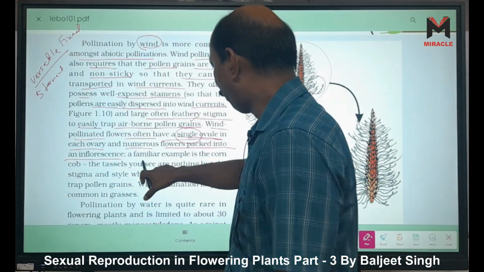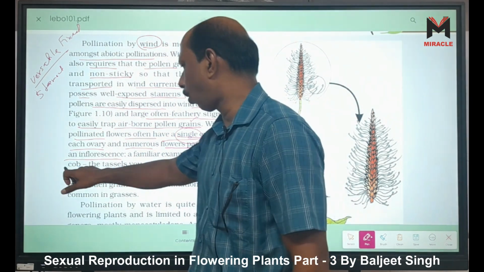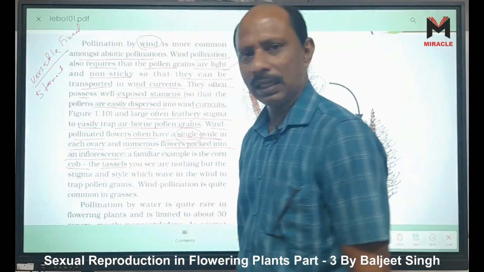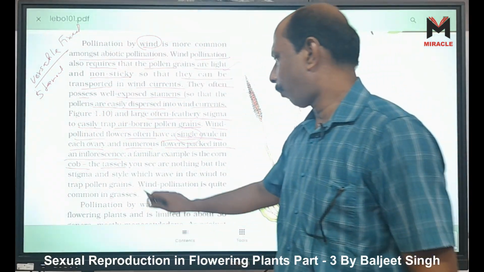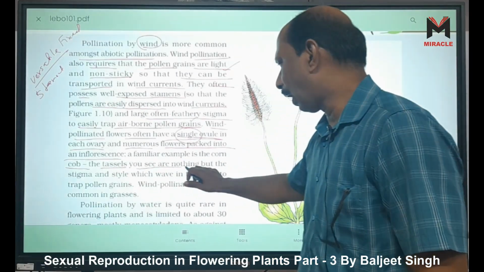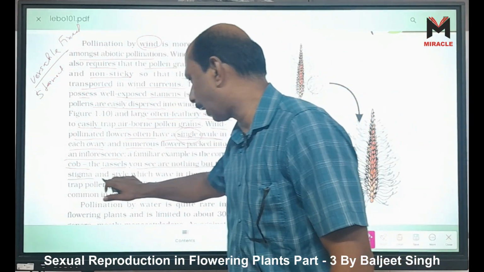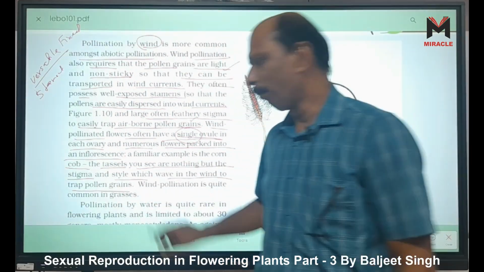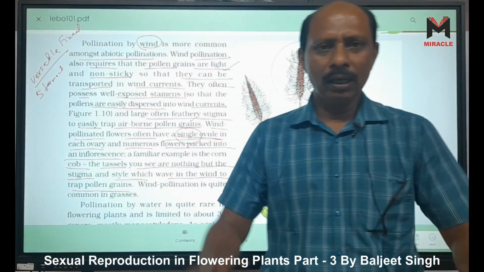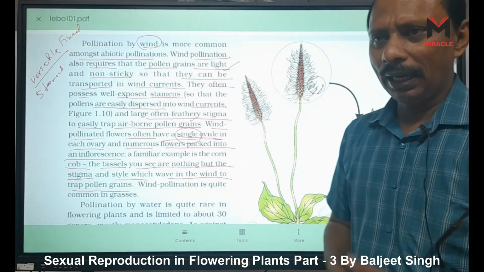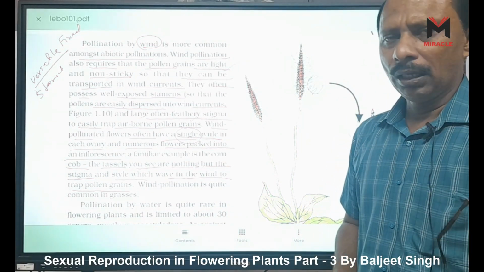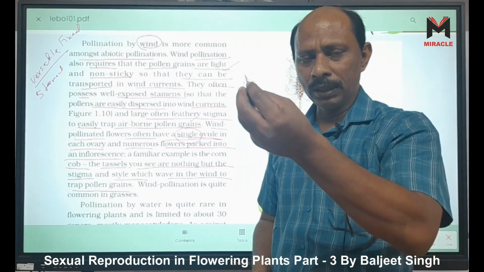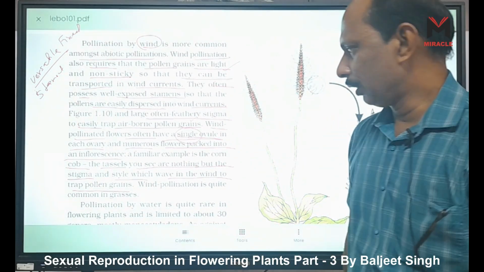Now here a familiar example is the corn cob. The tassels, that is, the hair-like processes which you see, are nothing but the stigma and style, which wave in the wind to trap the pollen grain. They are in compact clusters, right? And they all move in the air, so that the pollen grains which come with the wind are trapped in the stigma and styles.